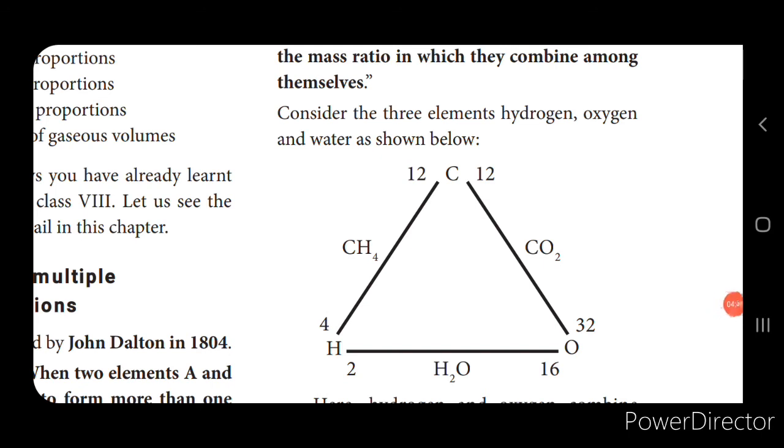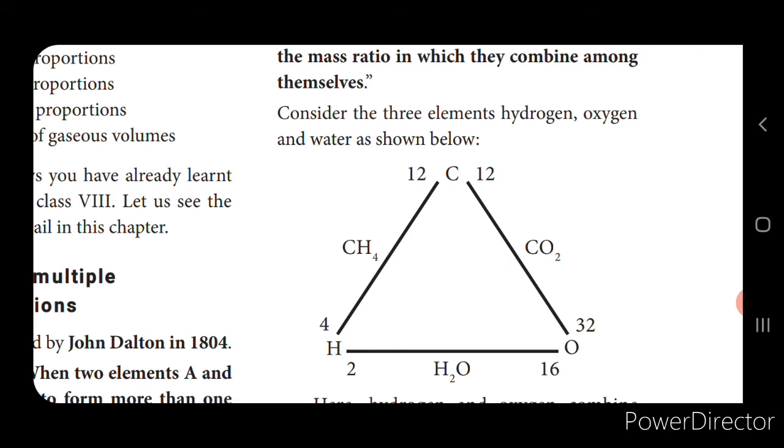Now let's go to the law of reciprocal proportion. Before stating the law, let me explain this law with an example. Here carbon is the element which combines with hydrogen and oxygen to form CH4 and CO2. Now carbon combines with two different elements, that is oxygen and hydrogen, and it forms two different compounds, that is CH4 and CO2. Now the elements that combine with carbon, if they combine together, hydrogen and oxygen will form H2O.